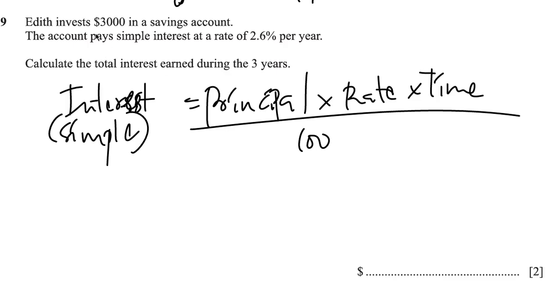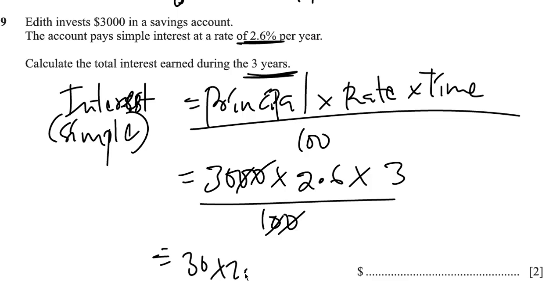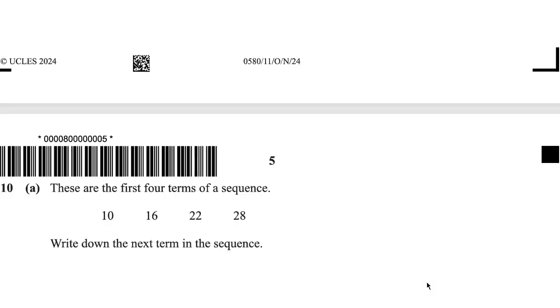So what's the principal? What did Edith invest? $3,000. So that's 3,000 multiplied by the rate 2.6 multiplied by the time 3 years, divided by 100. So this could simply cancel out. This cancels this. This cancels this. We're going to have 30 times 2.6 times 3, which gives us 234. That's $234, the total interest earned during the 3 years.